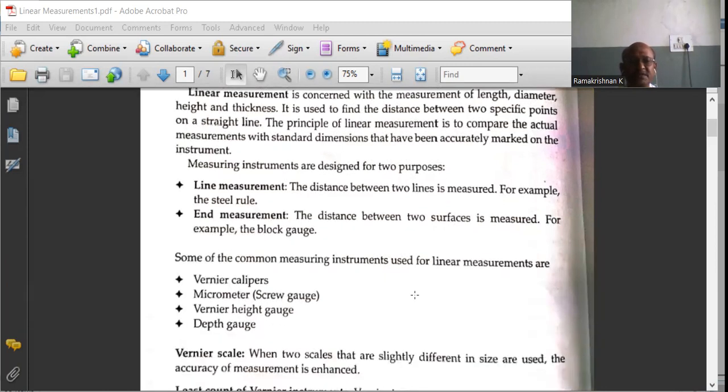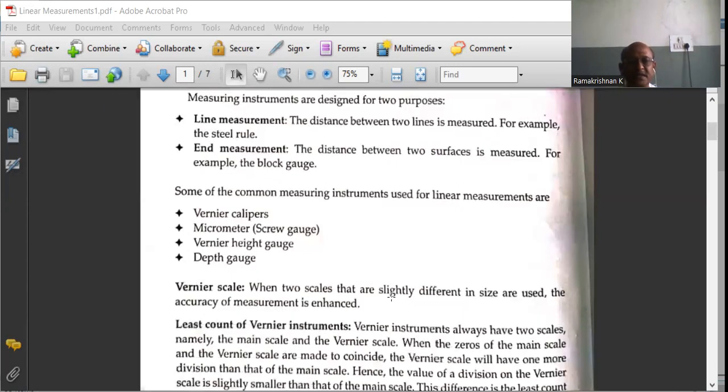For linear measurements, there are many instruments, as you know: Vernier caliper, Vernier depth gauge, Vernier height gauge, and screw gauge. These are some commonly used instruments for linear measurement. Now, let us learn about the Vernier scale and the Vernier caliper.